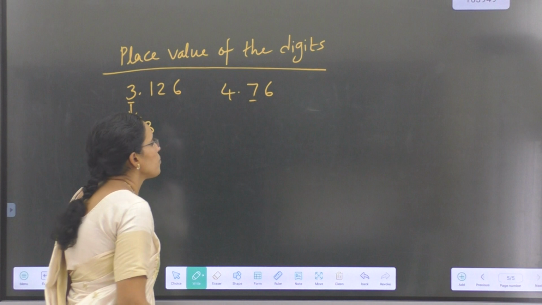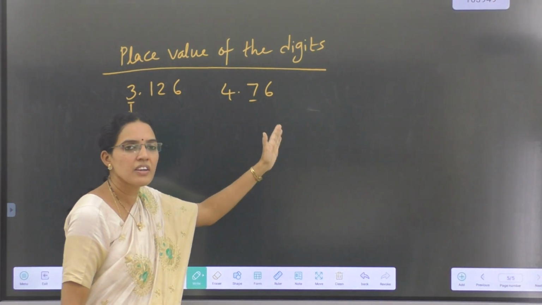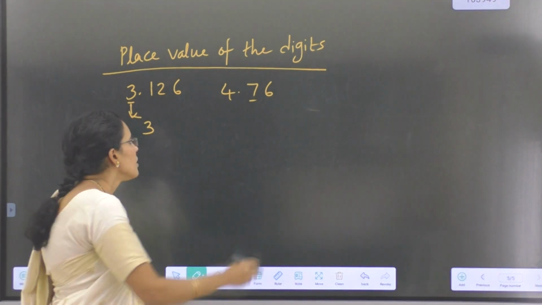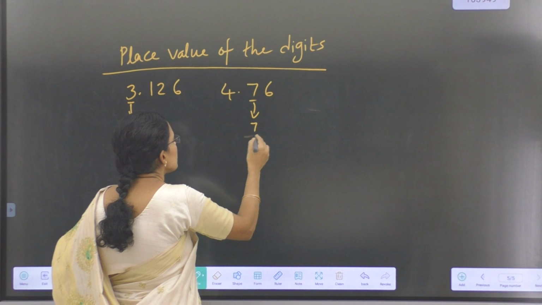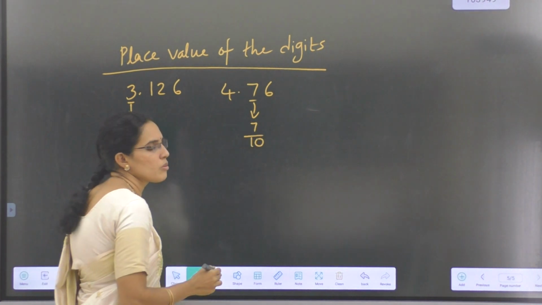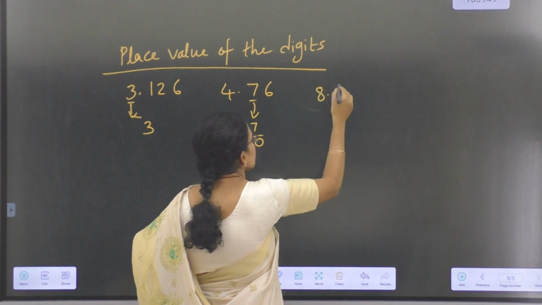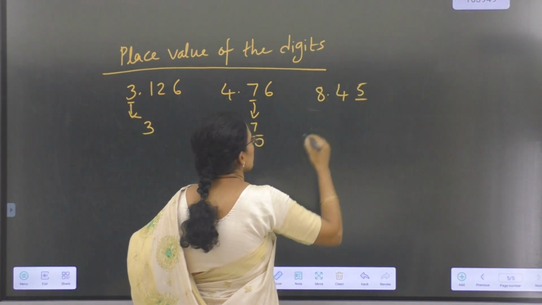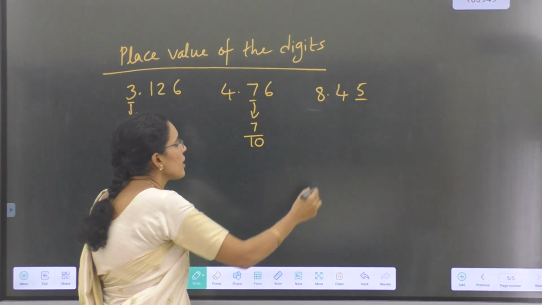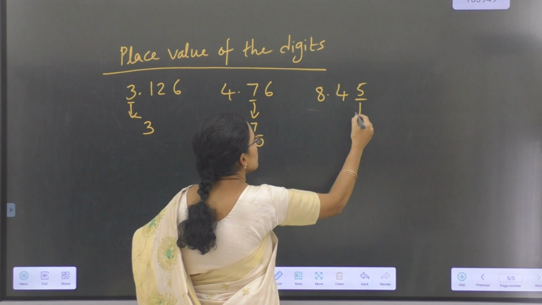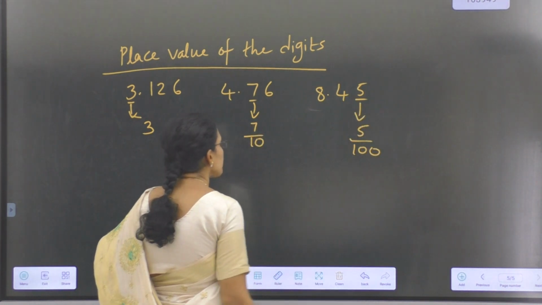4.767. What about this 7? After the decimal point, you know the places are tenths, hundredths, thousandths, ten-thousandths. Here 7 is there in tenths place. Value of this 7 is 7 by 10. Tenth place value is 7 by 10. Now 5. What is the place value of the digit 5? 5 is there in hundredth place. Therefore, value of this 5 is 5 by 100.